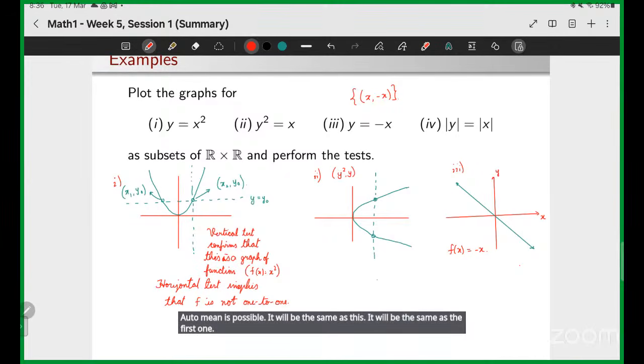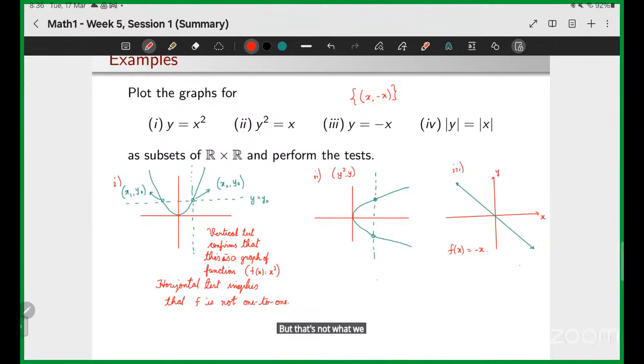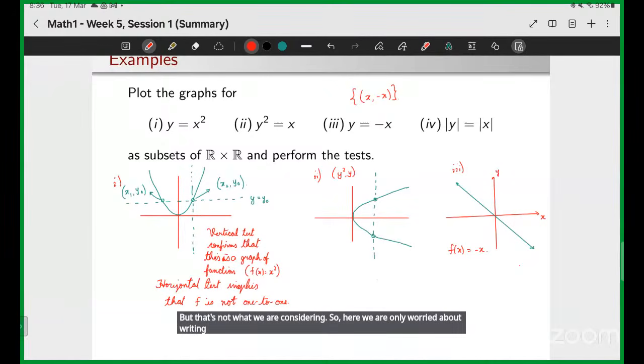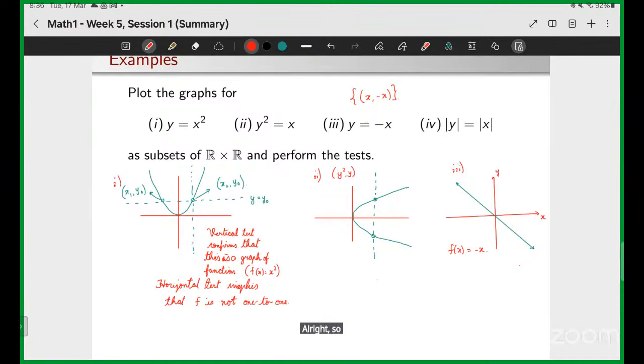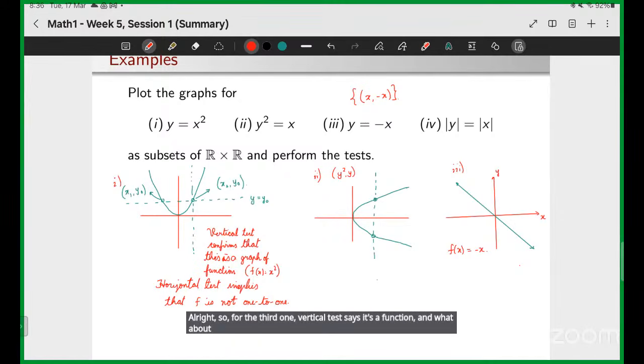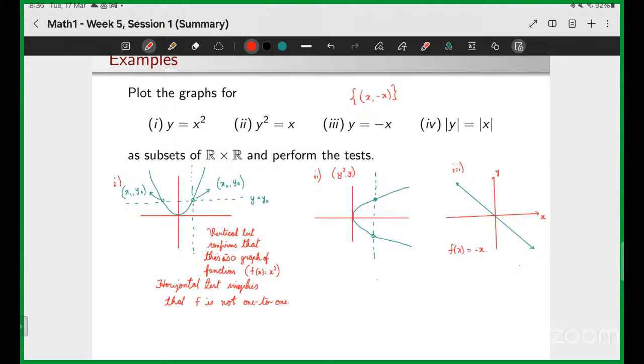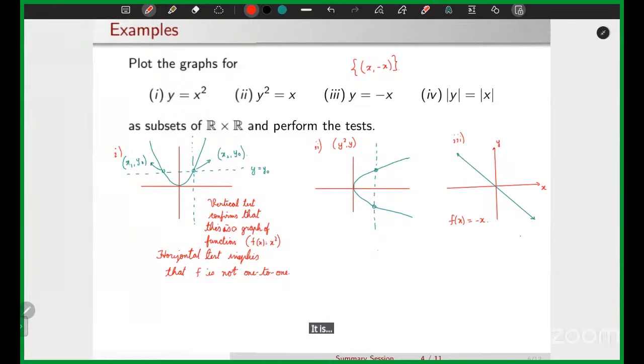Got it. Thank you. But that's not what we are considering. So here we are only worried about writing y as a function of x. Right. So for the third one, the vertical test says it's a function. And what about the horizontal test? It's a 1-1 function, yes.